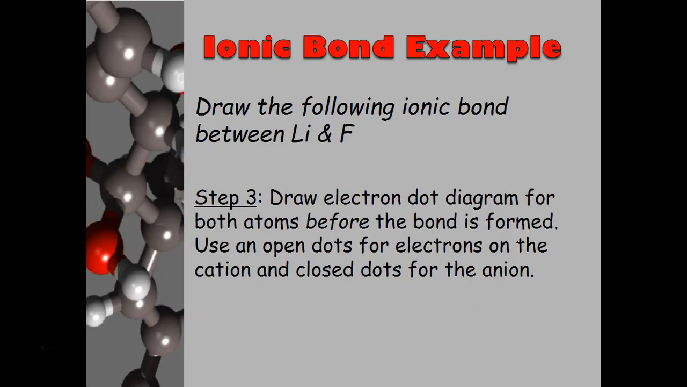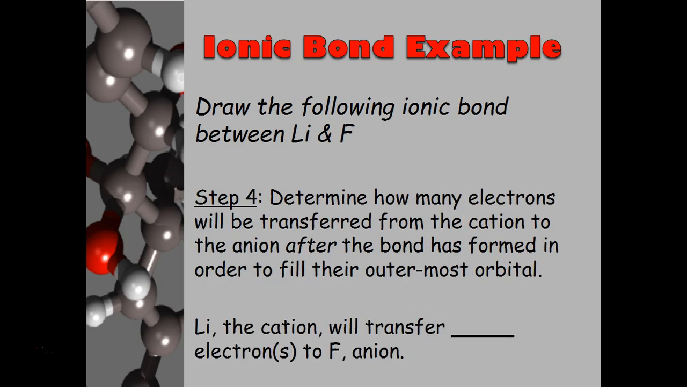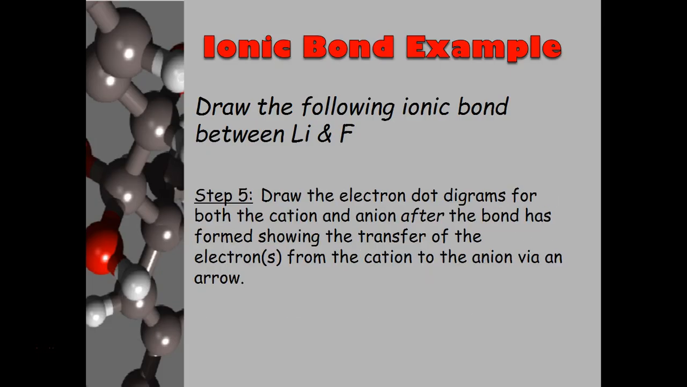If I draw these guys out before anything happens, lithium's your cation, so it's got the open circle. Fluorine's got 7 closed dots because it's your anion. Lithium's going to need to transfer a single electron to fluorine, become that anion, and so your final diagram will look something like this. At this point I encourage you, just like we've been doing, pause the video, work through the rest of the ionic bond examples, and then come back and check your answers.